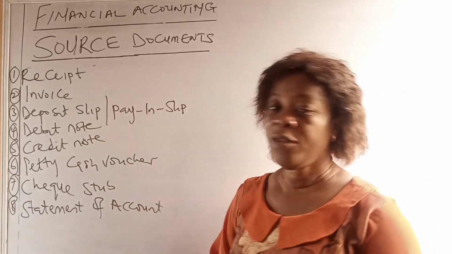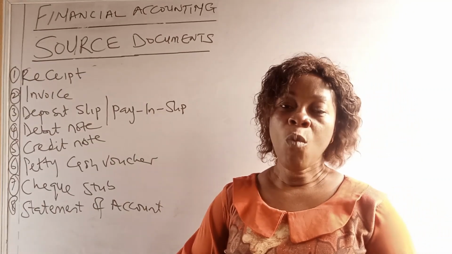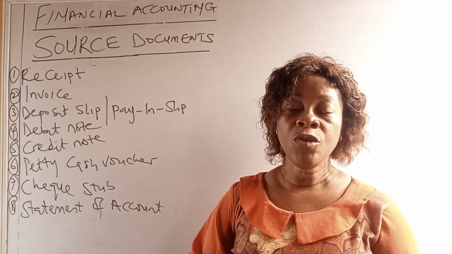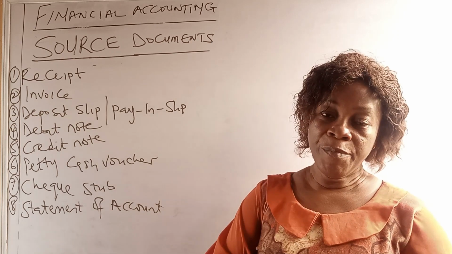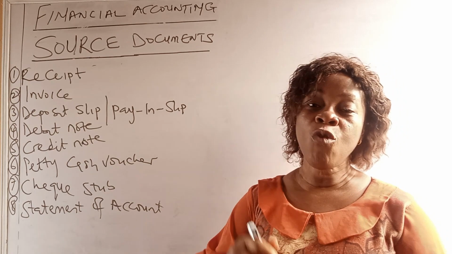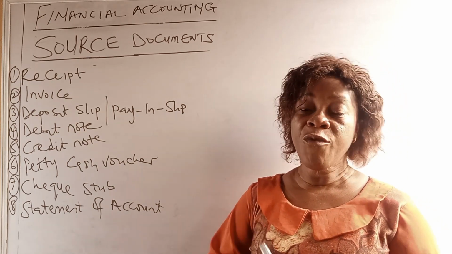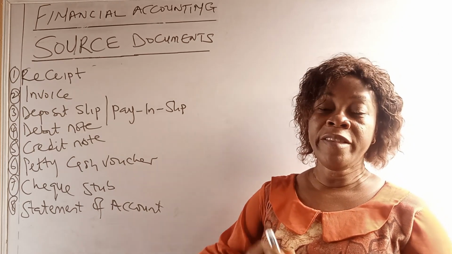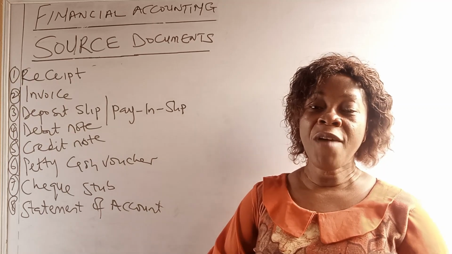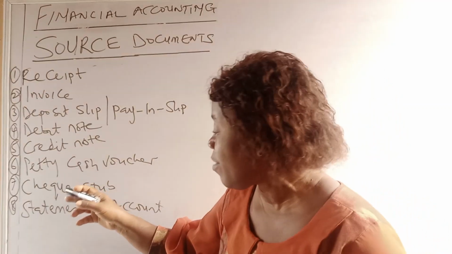A credit note is issued by the seller to the buyer whenever there is a need to reduce the indebtedness of the buyer. It is issued by the seller to the buyer to correct an overcharge on the invoice given to the buyer. So it is given to the buyer whenever there is an overcharge in the amount written in the invoice.